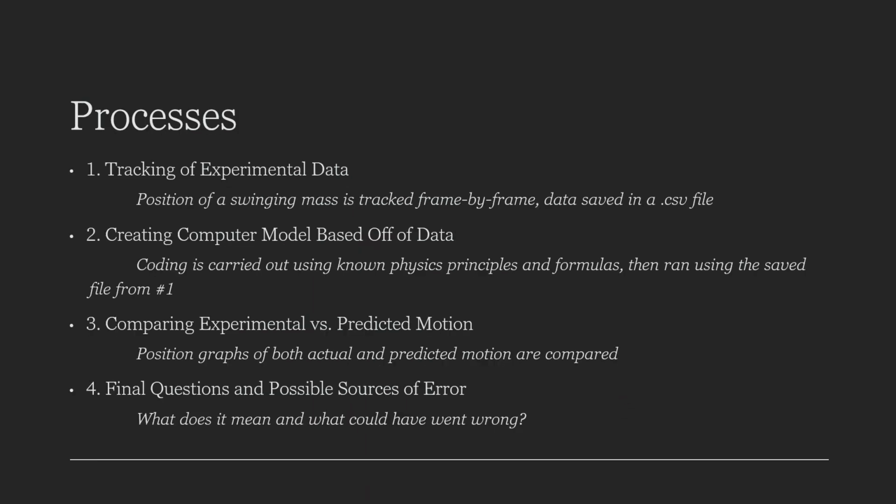Moving on to the process of this lab, the first step was to track a mass connected to a spring frame by frame using Tracker Online. Once this was done, the X and Y position info was downloaded for use in the GlowScript code. Using our knowledge of energy and motion, we then create the necessary lines of code to predict the oscillating spring motion and use the file of data that we just downloaded for comparison. Once we can compare the position graphs of experimental versus predicted motion, we will do some analysis at the end.